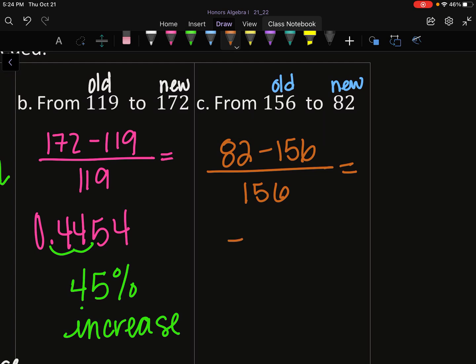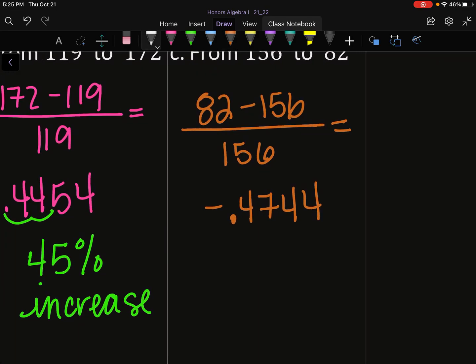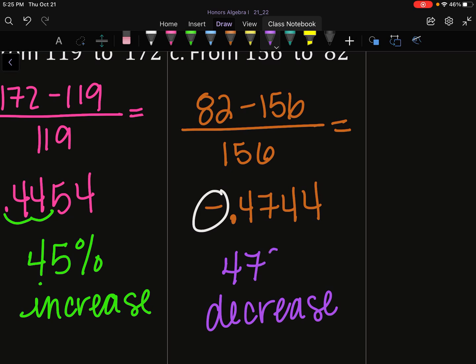Looks like I'm going to get a negative 0.4744. I didn't mean to have these so close together, 55, 45. And again, I don't put the negative in there. That just tells me that it's a decrease. And what percent? That's going to be a 47% decrease. Okay, so as I said, this isn't so bad. You've probably seen this before.